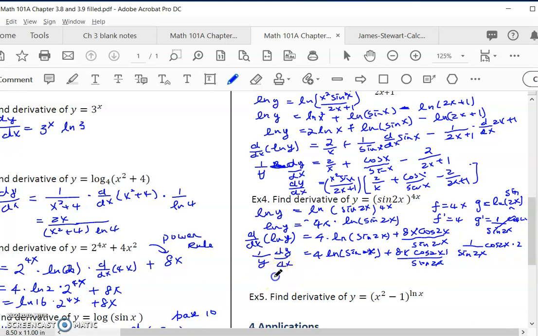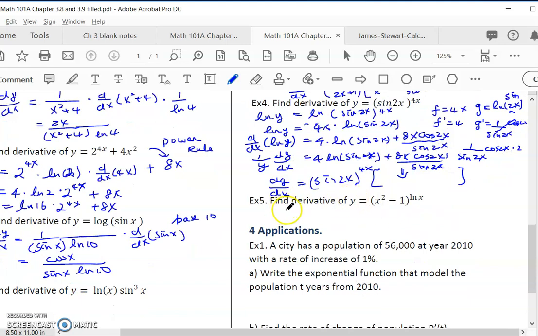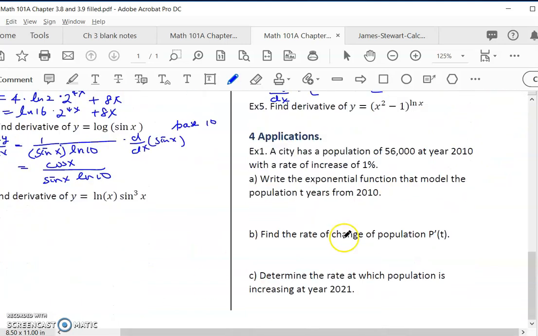Okay, and then dy/dx would be multiplied by y on both sides. So what is y? y is these things that we have, sine 2x to the 4x, and then just copy this over. It's really long, but we did it. Okay, and the last one we'll do in class. We'll have one more video on applications.